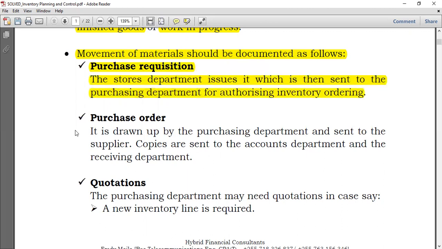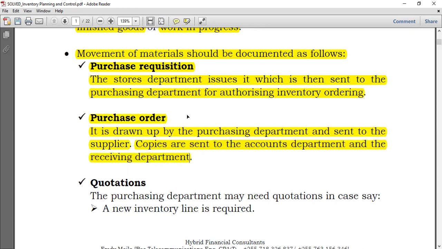Then after that, a purchase order can be made, because it has already been authorized by the purchasing department. So it is drawn up by the purchasing department and sent to the supplier. The supplier receives the purchase order so as to know whether he can deliver the goods. When the supplier delivers, they will not take the goods to the purchasing department. They take them to the receiving department, and the accountant will have to record that. That's why we say a copy of the purchase order is sent to the accounts department, but also to the receiving department.